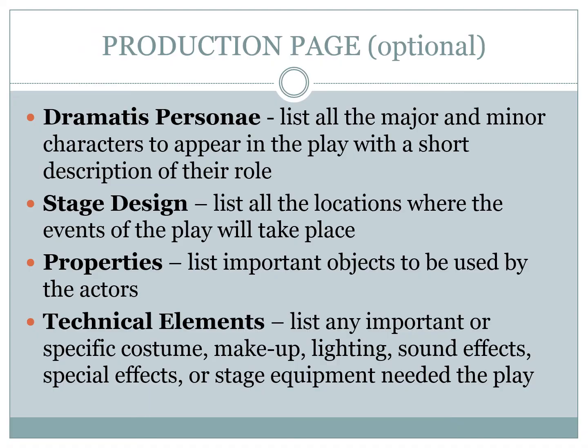The production page is optional. It contains the dramatis personae, or the list of all the major and minor characters that appear in the play with a short description of their role. The stage design, where it lists all the locations where the events of the play will take place. The properties, or the list of important objects to be used by the actors. And the technical elements, the list of any important or specific costume, makeup, lighting, sound effects, special effects, or stage equipment needed in the play.